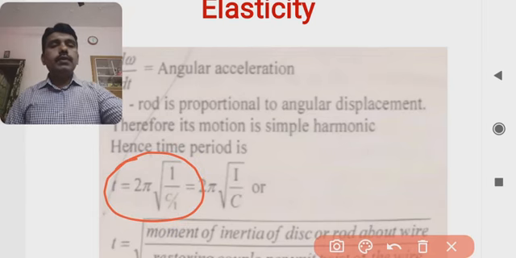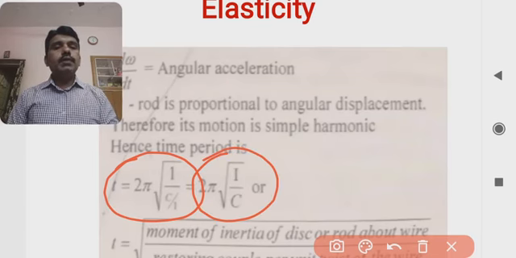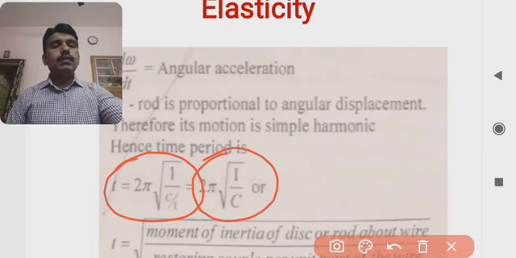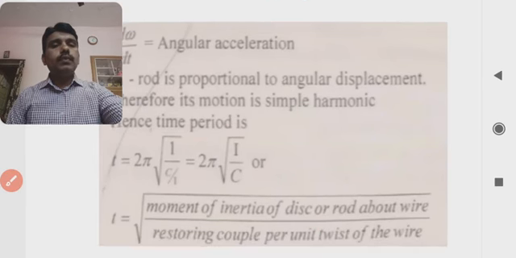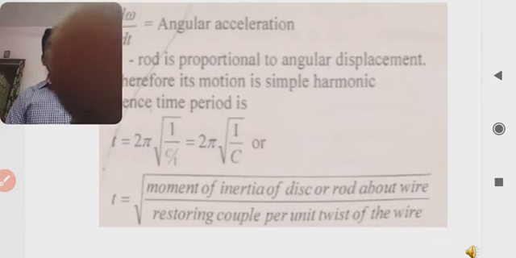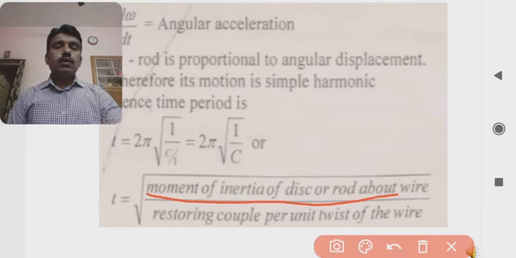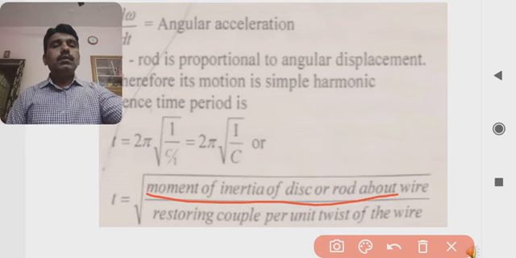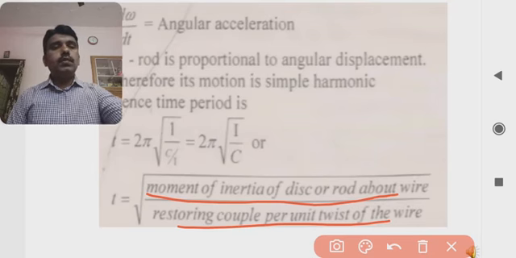T is equal to 2 pi under root of 1 upon c by I, and if you simplify it, you get 2 pi under root of I by c. Here 2 pi is a constant quantity, and T is the square root of the moment of inertia of the disk, or the rod, whatever it may be, about the wire, divided by the restoring couple per unit twist of the wire. So in this way you can calculate the time period for the torsional pendulum.